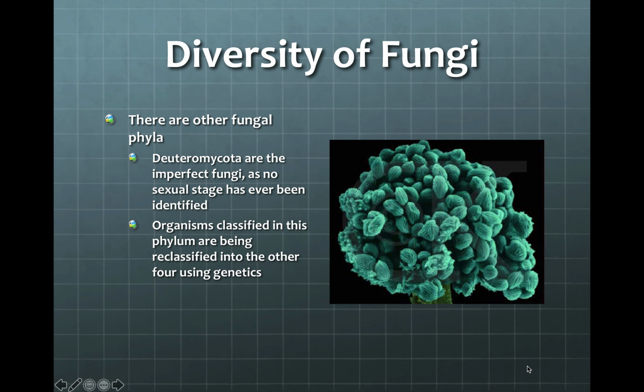And the reason they call them the imperfect fungi is because no sexual stage of reproduction has ever been identified. Now, the reason that it's not really its own phyla is because there are other species that actually belong in here, like they put yeast in here. There are some species of Basidiomycota that are also considered to be imperfect, although Basidiomycota is one that only reproduces sexually.